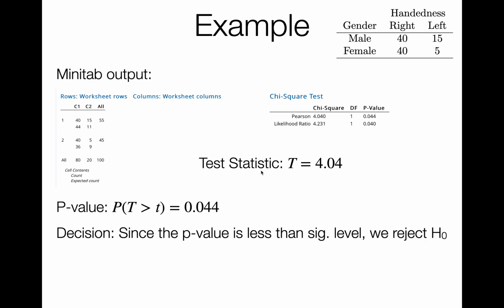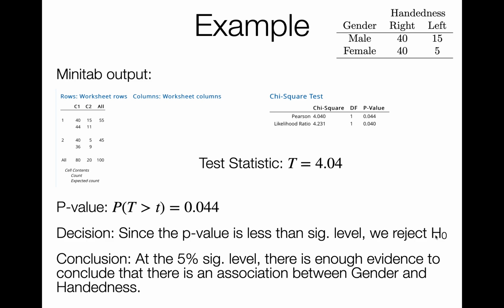Great. So the decision, this is my p-value. My significance level was 0.05. So the p-value here is less than the significance level. So we reject the null hypothesis. And what does that mean? At the 5% significance level, there is enough evidence to conclude that there is an association between gender and handedness. Hopefully that made sense. Just a simple decision, simple conclusion, and we're done.